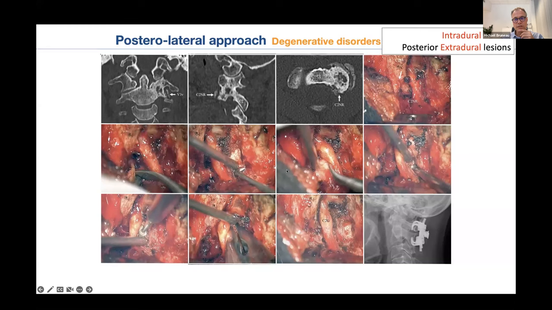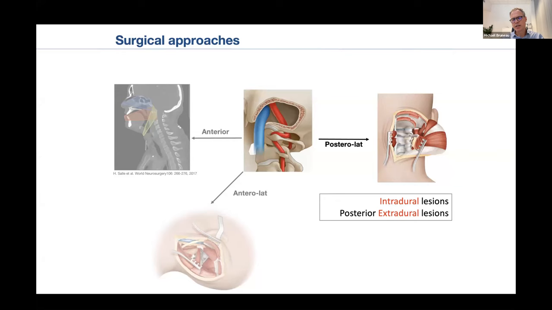This is the offending process, the C2 nerve root, which is mobilized, and the offending process is removed, releasing the C2 nerve root with great success. The patient was completely pain-free at the end and for a long-term follow-up. In this situation, there was no preoperative movement of the C1, C2 joint, and we placed a fixation. So those are the details regarding the posterolateral approach.